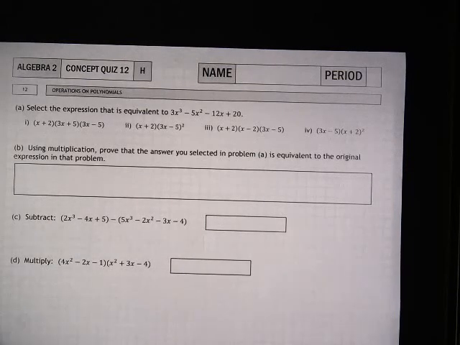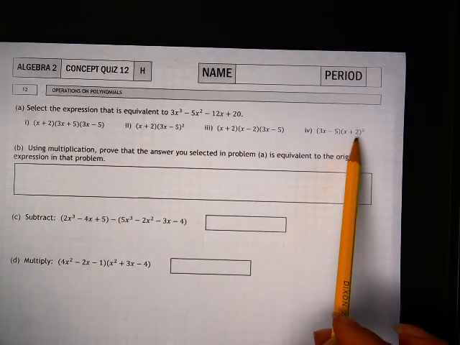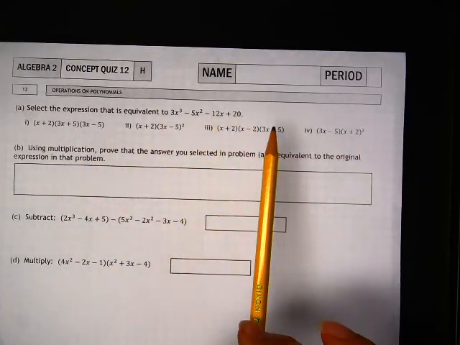Right, there's a lot of options for number one. On number one, you do notice that x plus 2 is obviously a factor of all of them, so you could just go ahead and divide that into x plus 2.